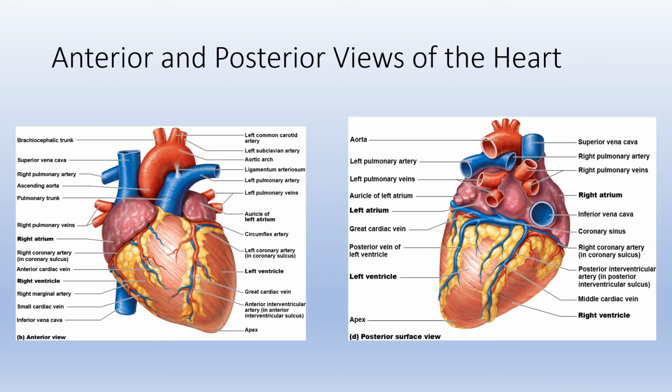In the image on the right, this is a posterior view. So you are looking at really the base of the heart, or the posterior-inferior surface. Again, ignore the large blue and red tubes coming off of the heart. The atria, left atrium and right atrium, are more superior. And then making up the majority of the heart are the ventricles, the left ventricle and the right ventricle.